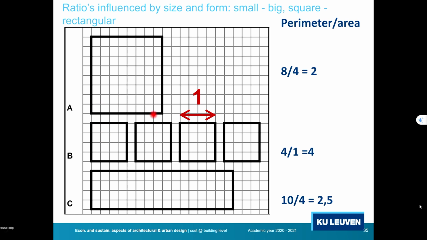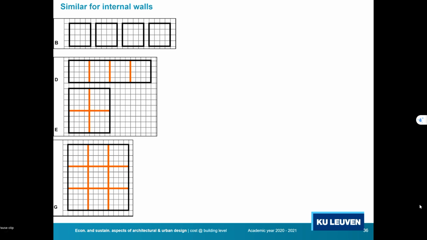So also the size determines the ratio, or the amount of material per square meter of floor area. Although the form is identical in this case, it's the size that also influences the ratio. So the same accounts for internal walls. We have seen this now for external walls, but it's exactly the same principle for internal walls.